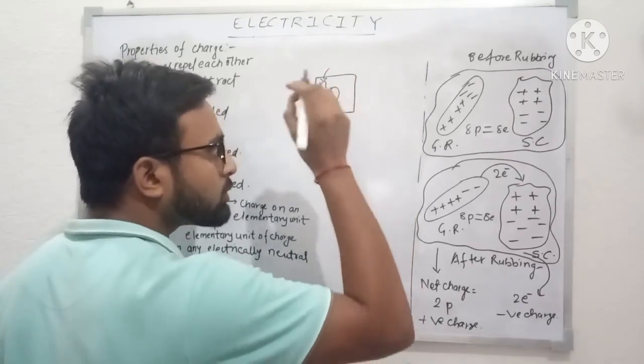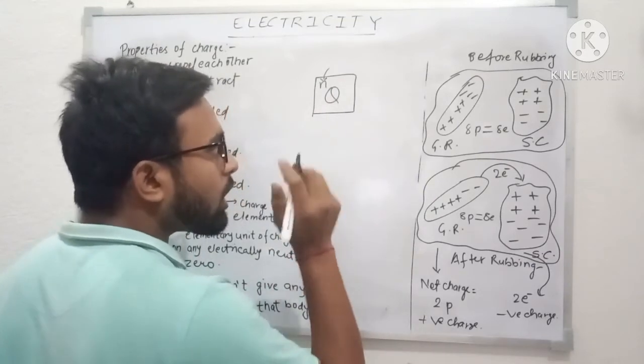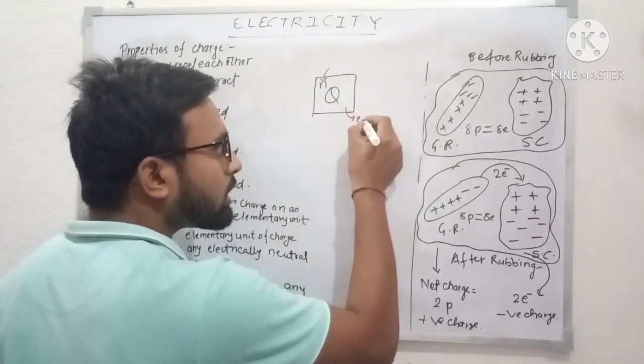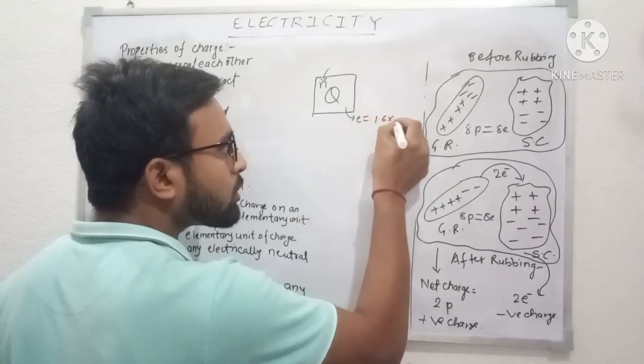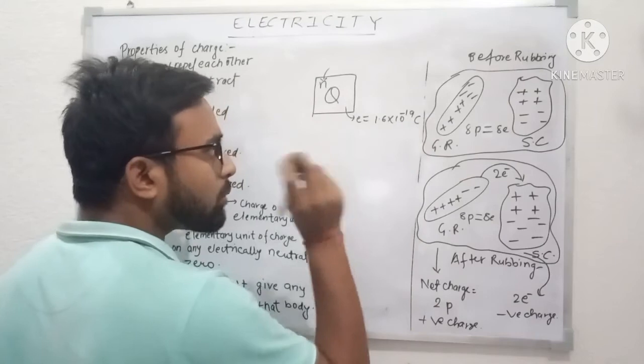What will be the smallest unit of this charge? The charge on the electron. So the smallest unit is the charge on the electron, that is 1.6 into 10 to the power minus 19 coulomb. This is the smallest value of charge that a body has.